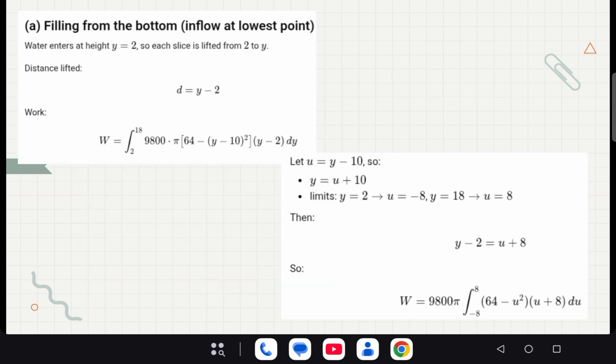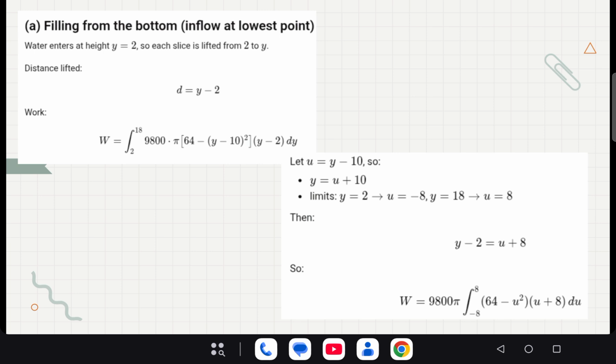In letter A, filling from the bottom inflow at the lowest point, water enters at height y equals 2. So each slice is lifted from 2 to y. The distance lifted is d equals y minus 2. Work, so W equals the integral from 2 to 18 of 9,800 times pi times the bracket 64 minus the quantity y minus 10 squared times y minus 2 dy.